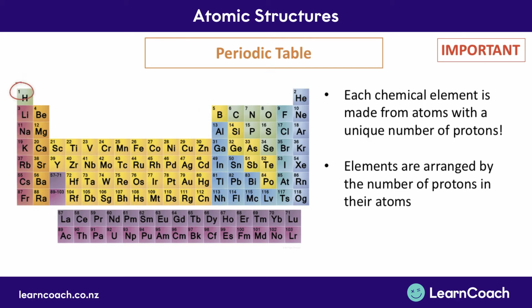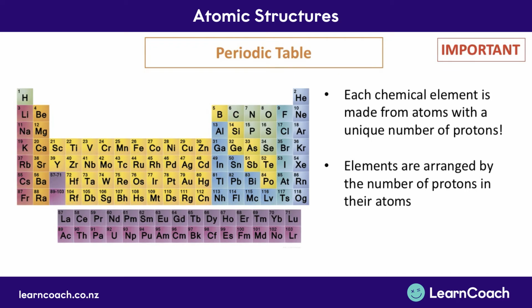So first of all, we can see that hydrogen up here has a little 1, which means there is 1 proton in a hydrogen atom. Over here, looking at helium, we can see there is a 2, which means there are 2 protons in the helium atoms. Going down here to look at lithium and beryllium, we can see that lithium has 3 protons in its atom, whereas beryllium has 4. And going across, we can see that boron has 5, carbon has 6, nitrogen has 7, and so on.